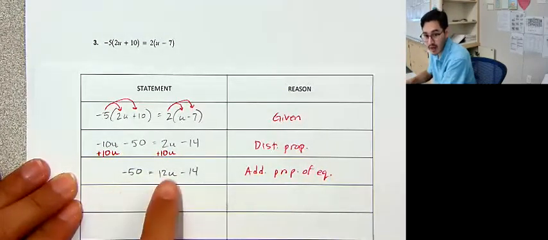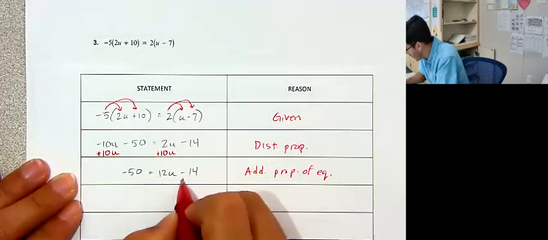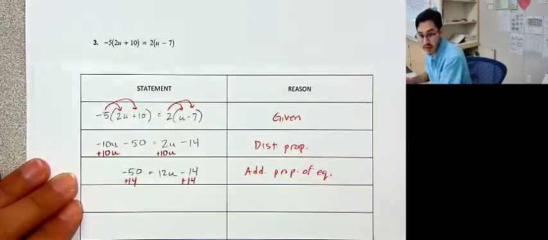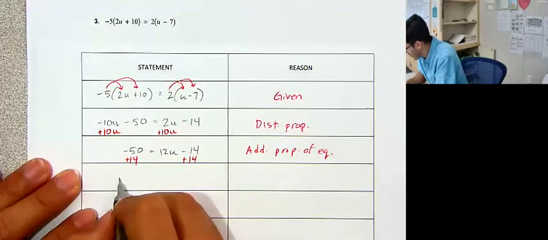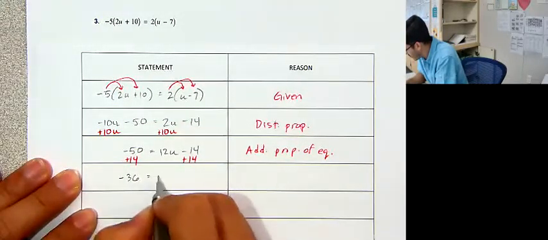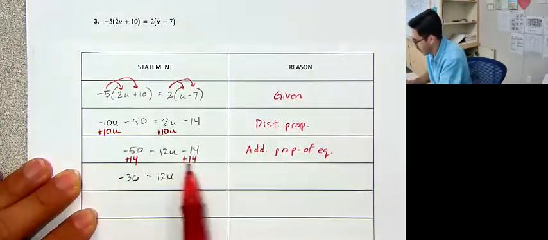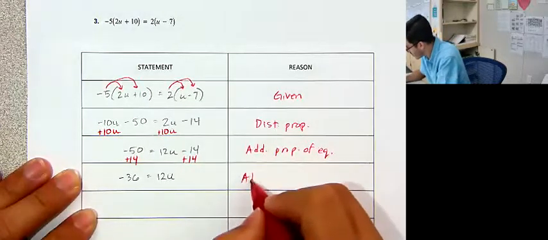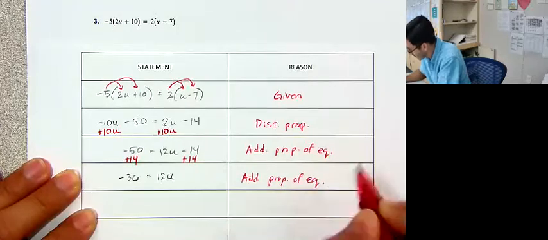Now I'm thinking, all right, well, I want to get u by itself, so let's get rid of this constant term. Okay, so we would need to add 14 to both sides. So that's going to give us negative 36 equals 12u. Okay, I look at what operation I used in my last step. It was addition again. Addition property of equality.